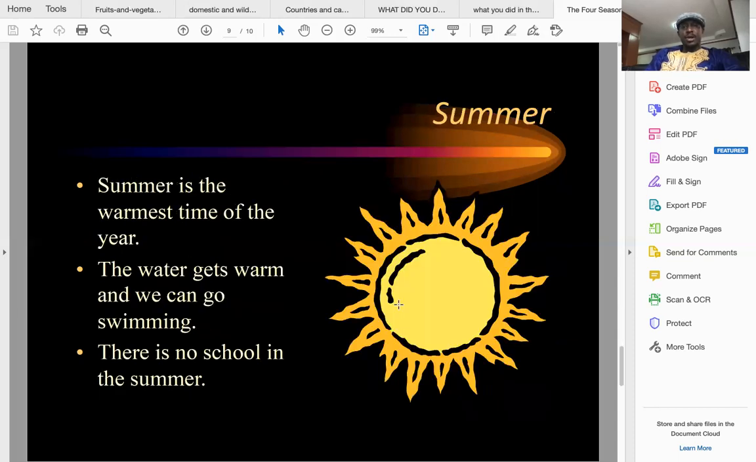So we also have the summer. Summer is the warmest time of the year. The water gets warm and we can go swimming. Yes, there is no school in summer. So it's a time of the year where you relax. You can go to the beach. You can travel around because places are warm and everything is good.